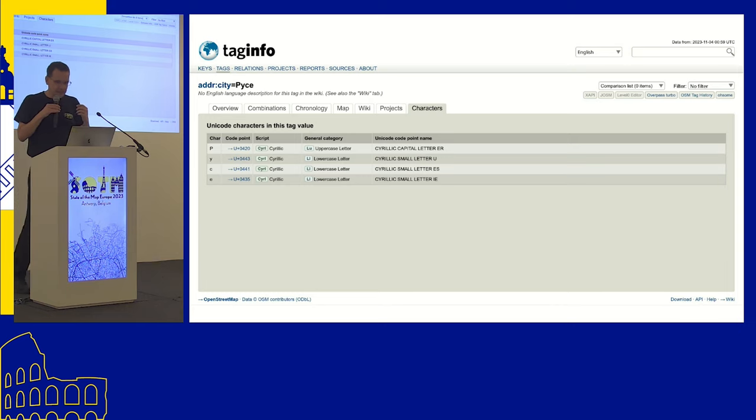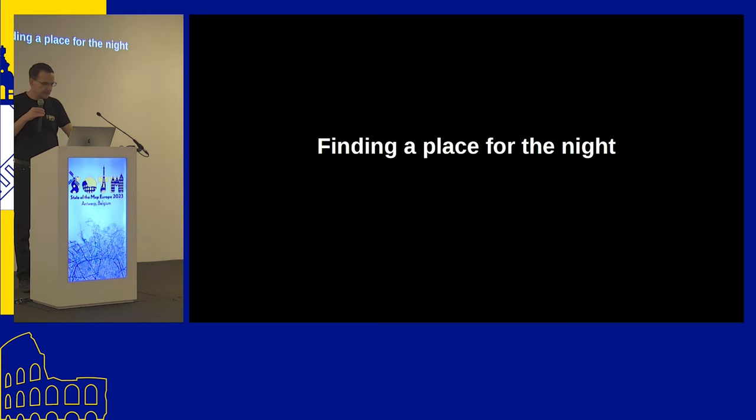So I added this tab with characters that tells you exactly that this is a Cyrillic letter, and if you look at the other tag, it tells you it looks the same, but internally it looks at the Unicode code and knows it's a Latin letter.